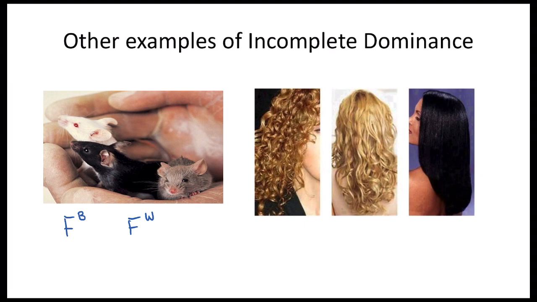This also applies to hair texture. So the curly allele would be HC, and the straight hair allele would be HS. So the incomplete dominance of if you have one allele from each, you would then have wavy hair versus curly or straight hair. So this is the end of our lesson for part 5 of 1.2.